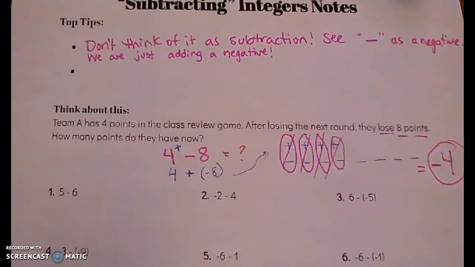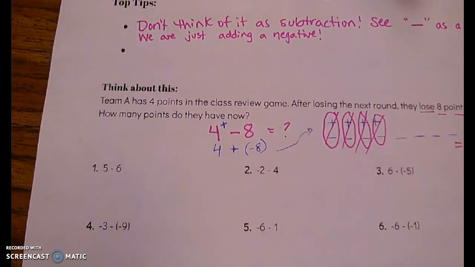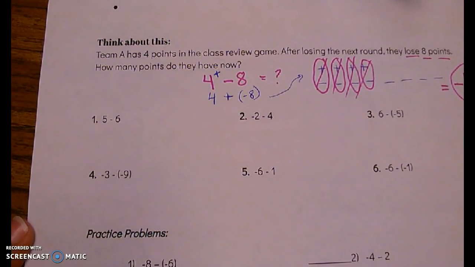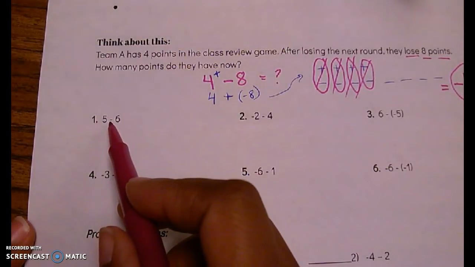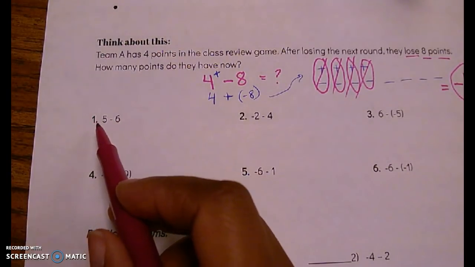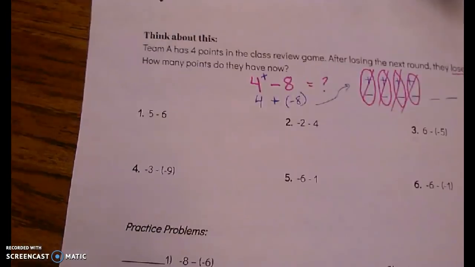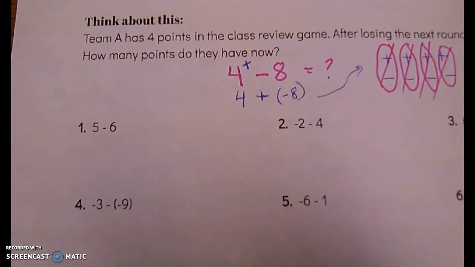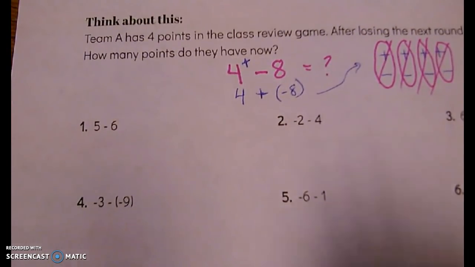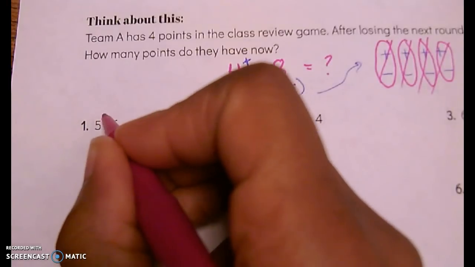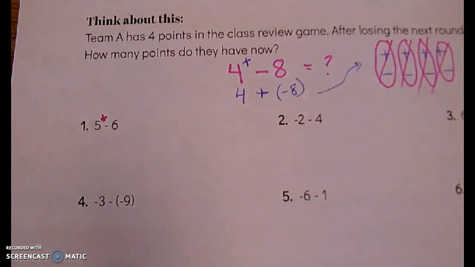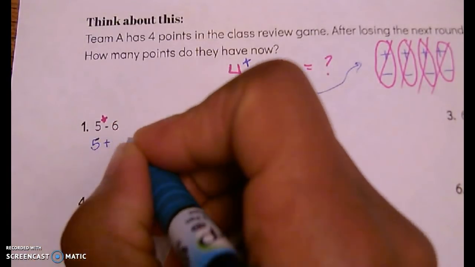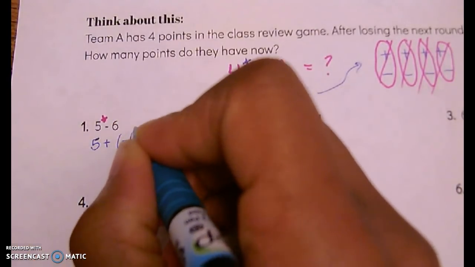Let's jump into some example problems below. For our first problem, we see that we have 5 minus 6, or we could call that 5 negative 6. And I'm going to zoom in a little bit. For these types of problems, we are going to put a little plus symbol here because we know that we are going to be adding 5 plus negative 6.